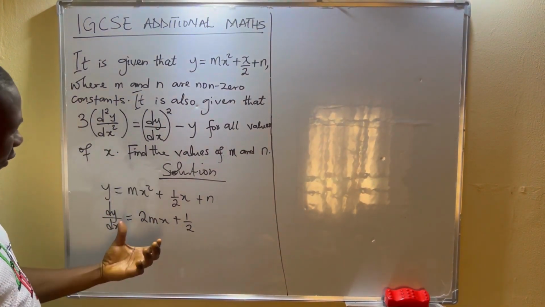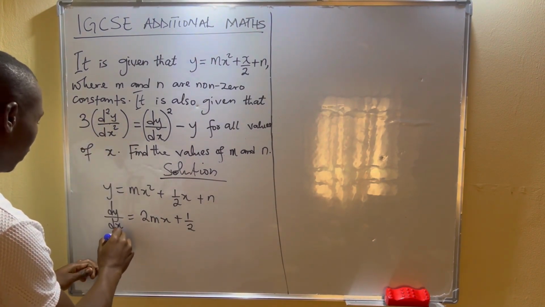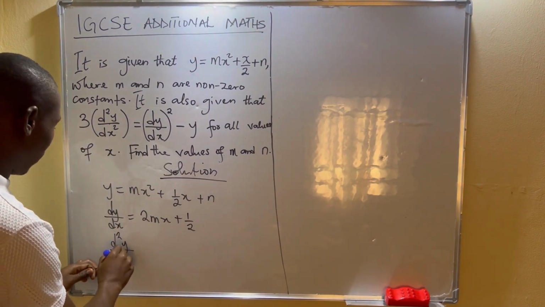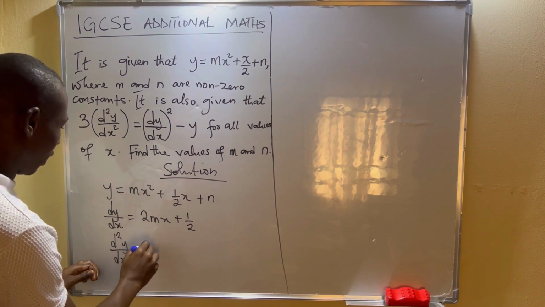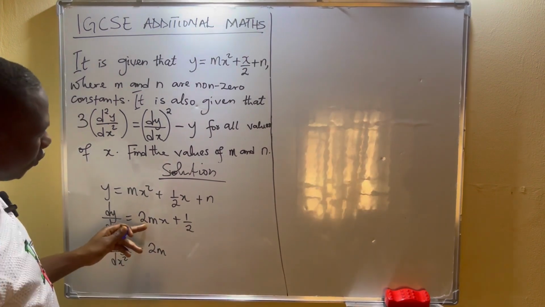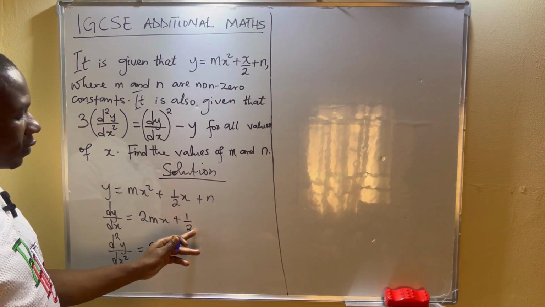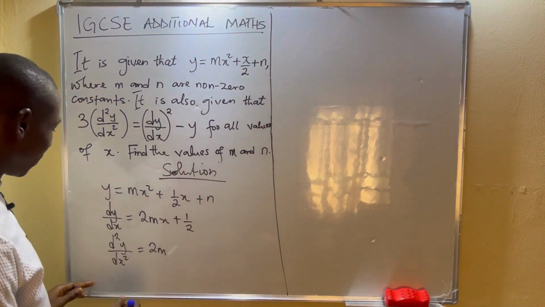Okay, then let's find our second derivative. That's d squared y over dx squared is equal to 2m. When you differentiate 2mx with respect to x, you have 2m. Differentiate half, half is a constant, you have 0.